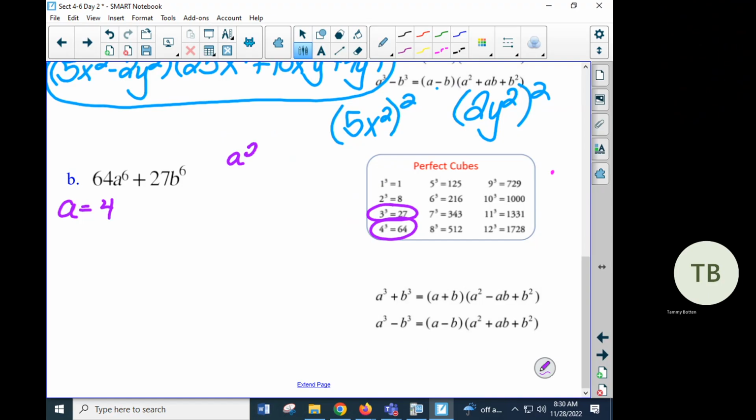And remember, a squared to the 3rd power is going to give you a to the 6th. So this is a squared. For b, you're thinking what cubed would give you 27, and 3 cubed would give you 27. So you need that 3. And then you're thinking b to what power cubed would give you b to the 6th, and that would be b squared.